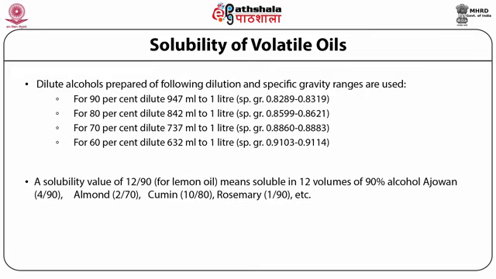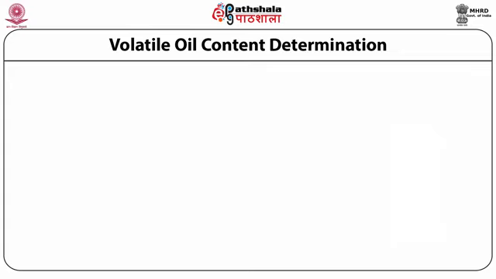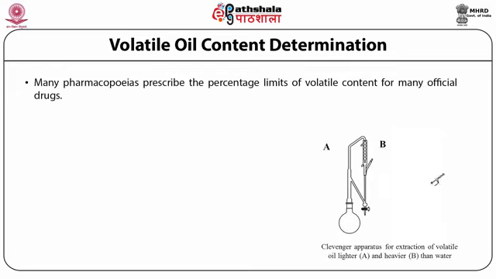A value of 4 by 9 for ajwain means soluble in 4 volumes of 90%. For almond, soluble in 2 volumes of 70% alcohol, and so on. Another important parameter for the analysis of volatile oil containing drug preparations is the volatile oil content determination. Many pharmacopoeias prescribe the percentage limits of volatile oil content of their official drugs.